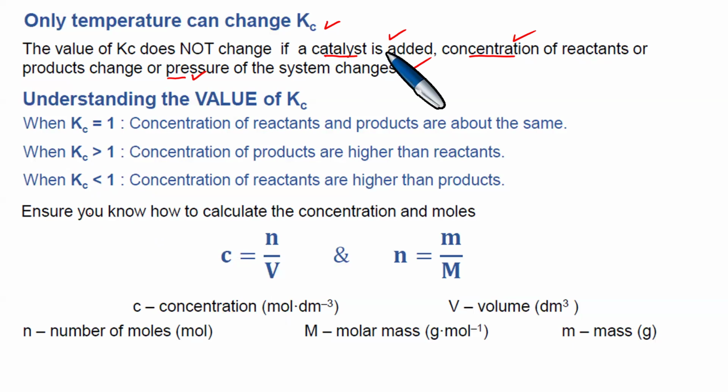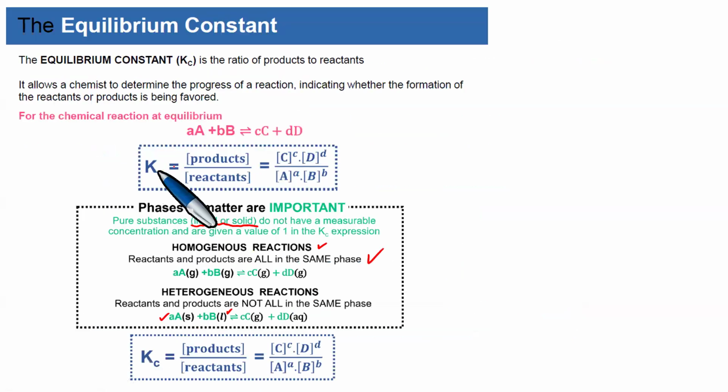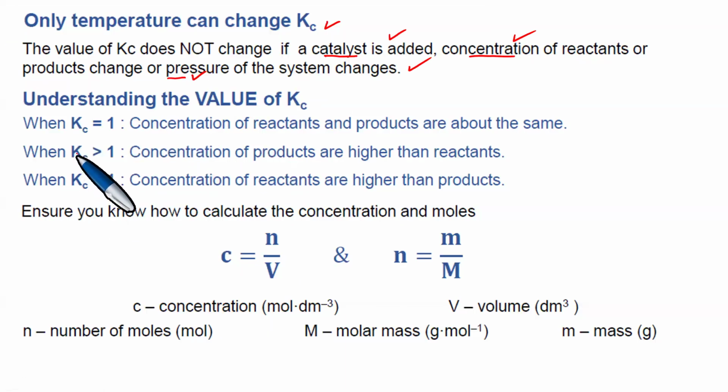When Kc is 1, it means that the concentration of reactants and products are about the same. That is why it's 1. Because obviously we know that Kc itself is the ratio of products to reactants. So if the concentrations of the products and reactants are equal to each other, then it's like saying a number divided by itself, like 2 divided by 2, it would just be one.